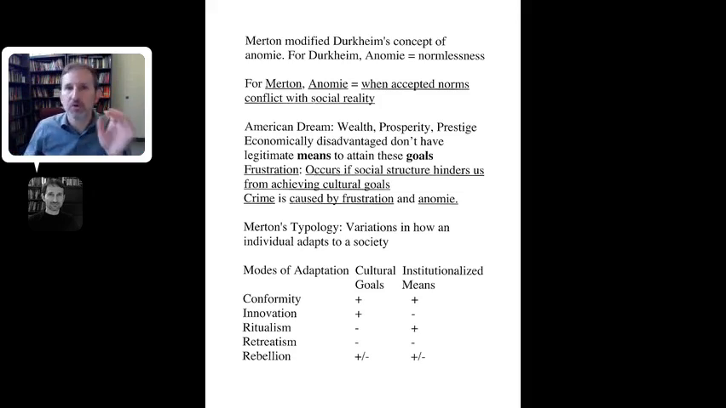So Merton looks at the American dream, but he also asks a question. Does everyone actually have access to the American dream? Do some people, given their status, racial, ethnic, sexual, age, sex, does everyone have equal access to the American dream? And he says no. In particular, people who are economically disadvantaged don't have the means to attain that goal. So they're going to be inhibited from it.